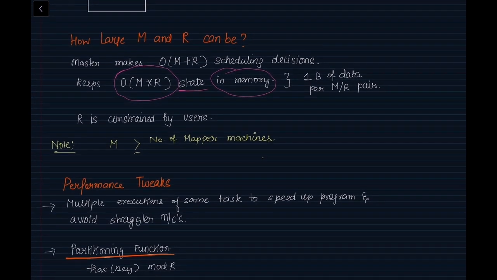Here the M is basically provided by the user, and R is also constrained by the user, because how many output files to create for the MR job is basically constrained by the user. If the user wants only one file, we can keep one, otherwise we can distribute it into multiple files. Also, the M here can be greater than the number of mapper machines. What does it mean? That one mapper machine, or one mapper program running on a physical machine, can be responsible for running multiple map tasks. This helps in load balancing.